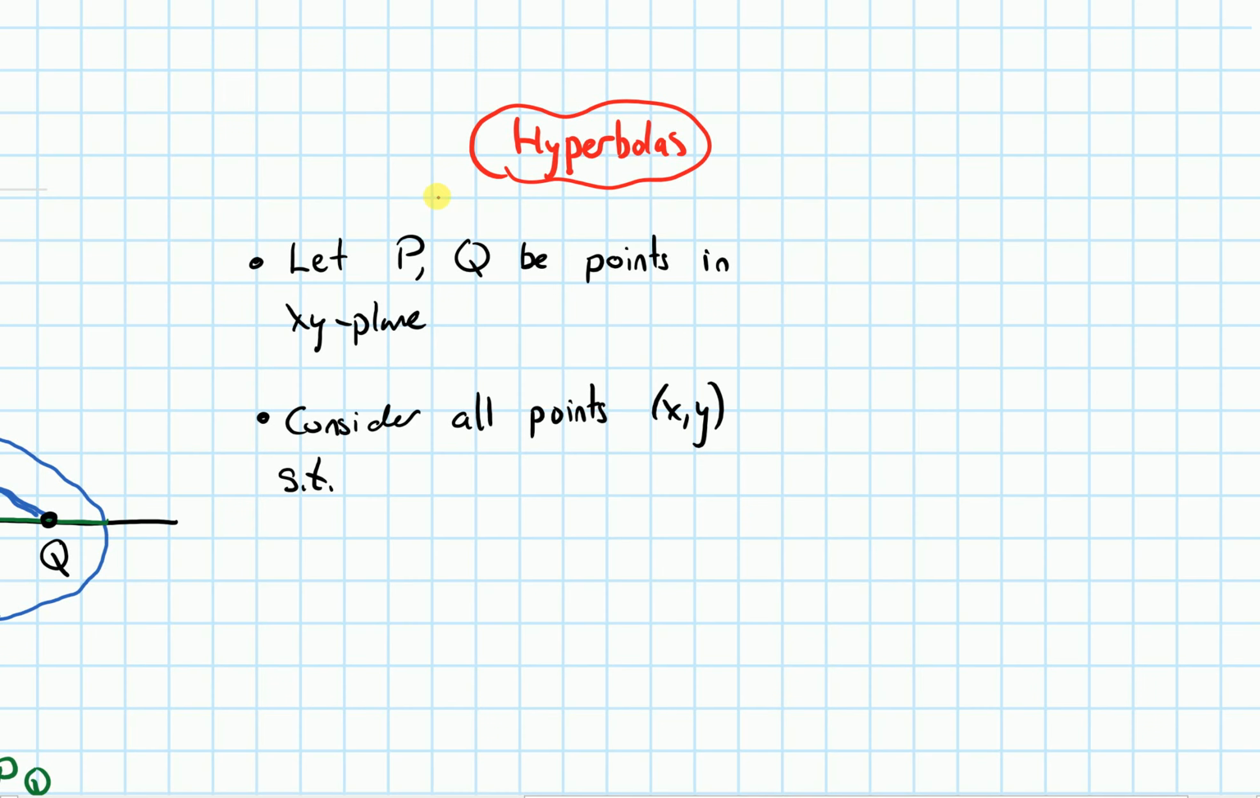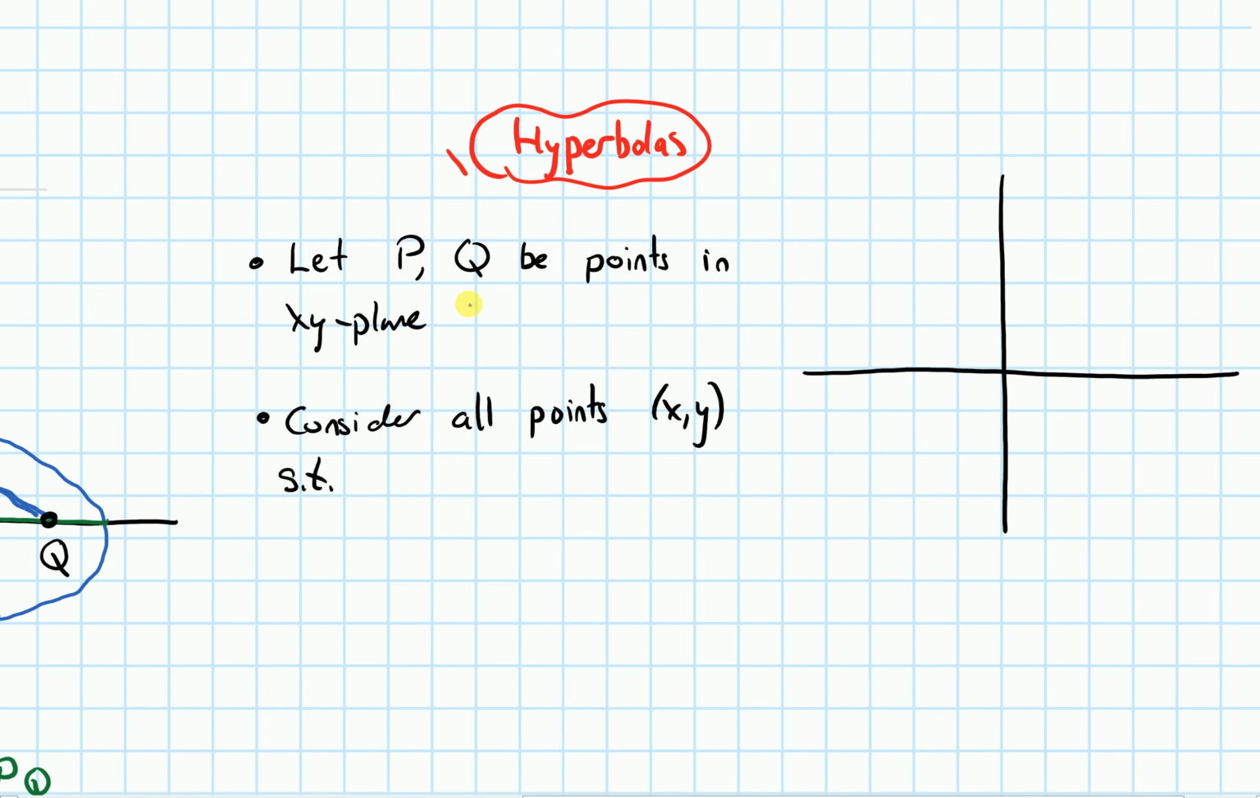In this video, we will give a review of hyperbolas, and I want to focus initially on describing where the equation of a hyperbola comes from. Okay, so the setup is I'm going to let P and Q be points in the xy plane. So I'm going to draw a picture of some axes. So I'll draw a y-axis and an x-axis.